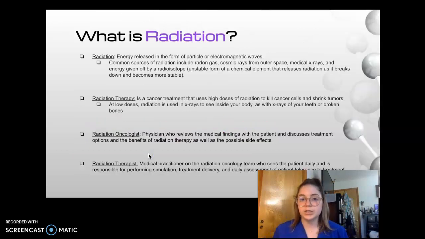What is radiation? Radiation is energy released in the form of a particle or an electromagnetic wave. Although there are different types of radiation, such as radon gas, cosmic rays, stuff from outer space, medical x-rays, or radioisotopes, there are also ionizing and non-ionizing radiation.